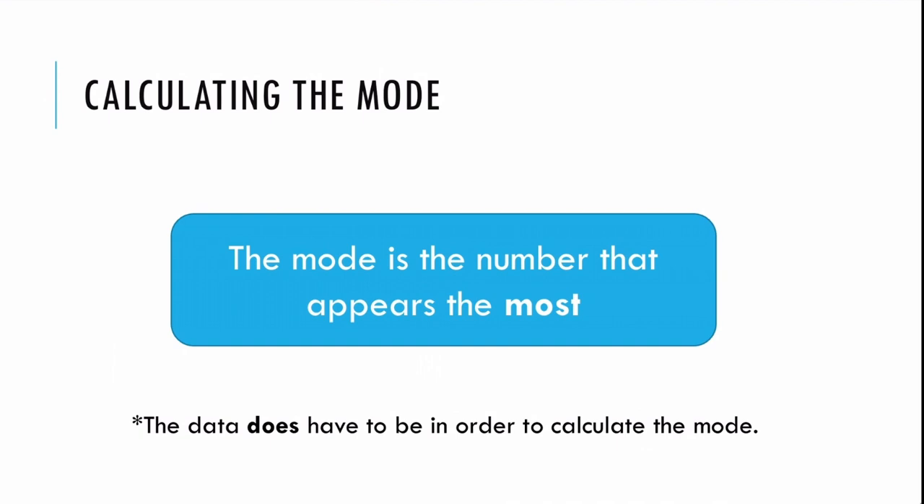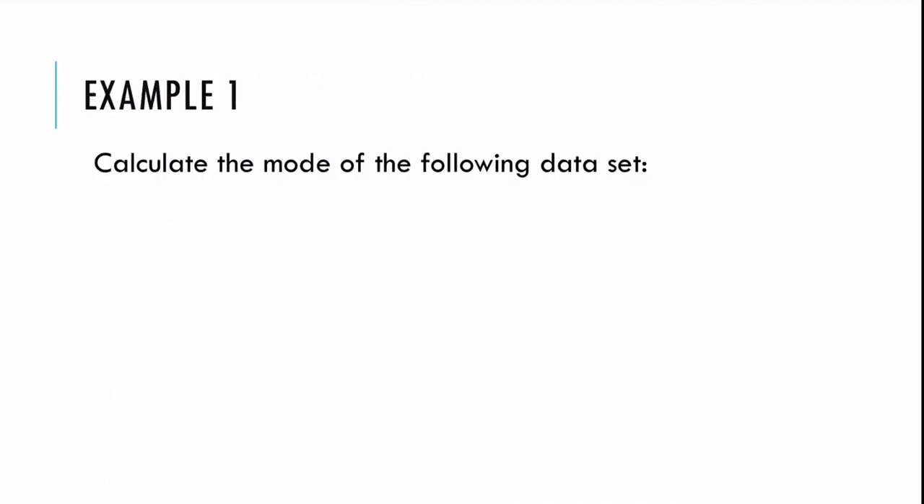The mode is the number that appears the most in a set of data. Your data should be ordered before you try and calculate the mode. So let's have a look at some examples.